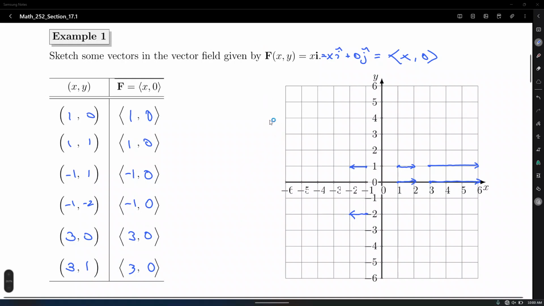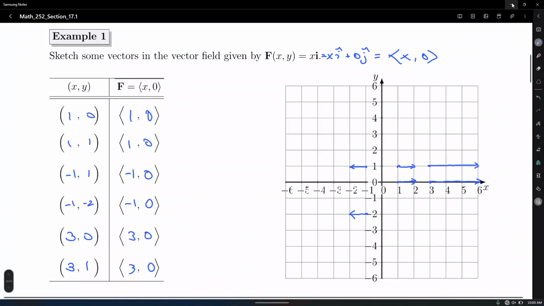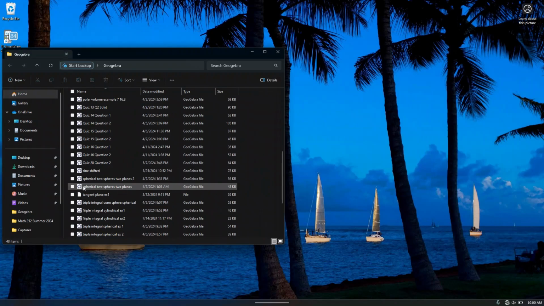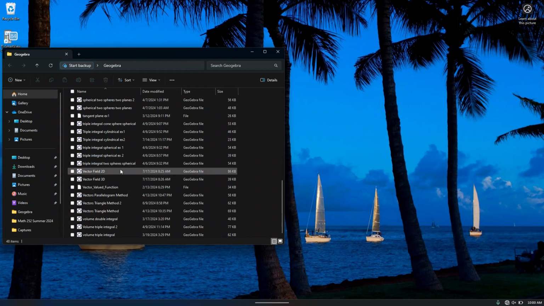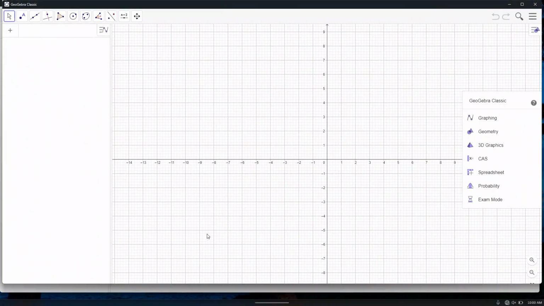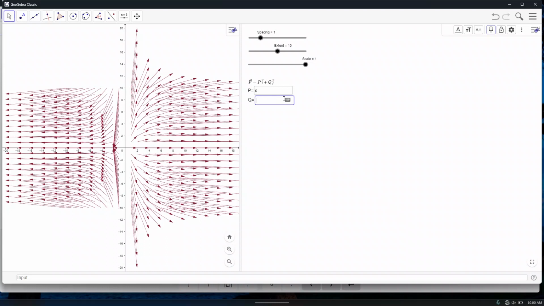Okay, so how about we see this in GeoGebra, because it's going to give us a better visual, because plotting a bunch of vectors is simply not that practical here. Okay, so vector field 2D. I need to drag it. Let me change this component. So the P component is just x, and 0 for the y component.